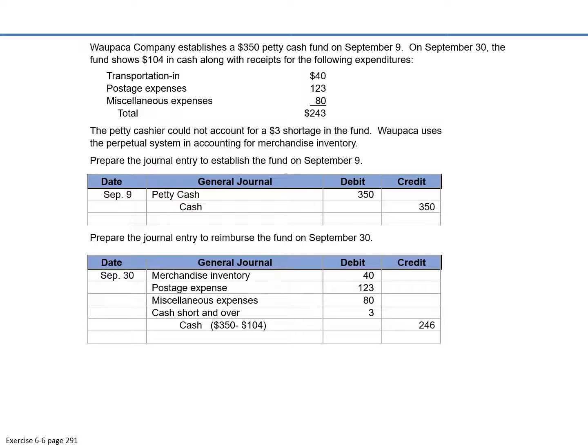So you've started with 350, you spent some money. And so in order to reimburse it to get it back to 350, we have 104 left in the petty cash fund, they tell us. So we just need another 246.